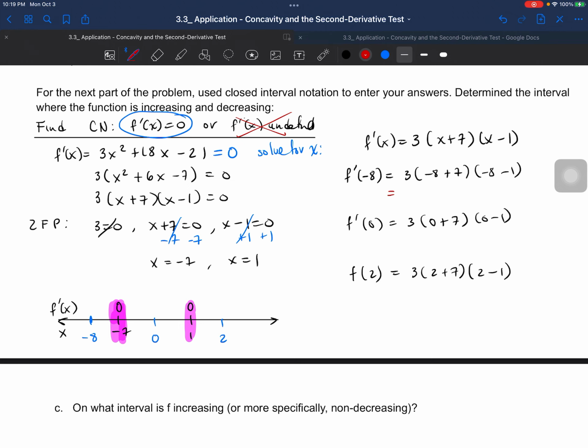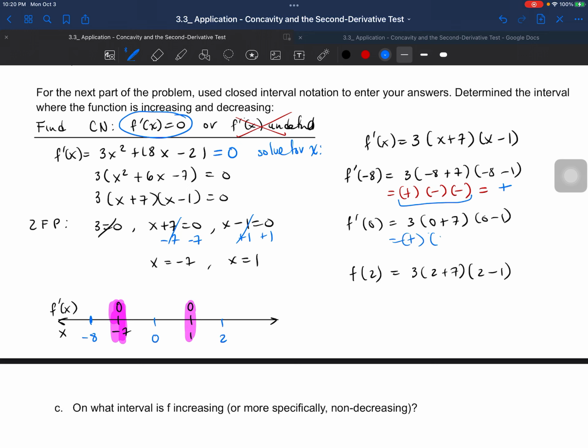All right, so what do we know from here? Well, we know that 3 is a positive number. Minus 8 plus 7, that's going to be a negative number. Minus 8 minus 1, that's a negative number. And as we said before, when you're multiplying, a product of an even number of negative numbers, then the whole thing is going to be positive.